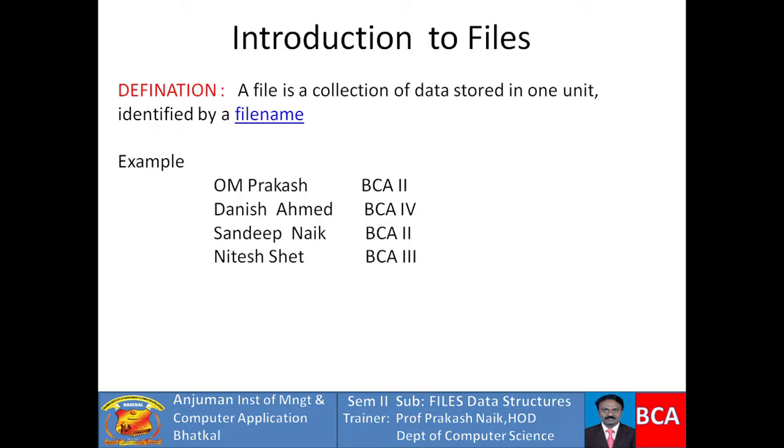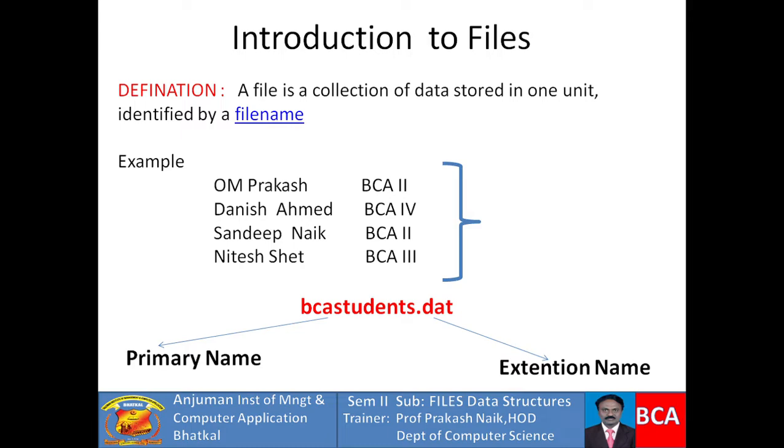Let us take an example. Assume that we have a list of students and their classes. As on the computer screen you can see Om Prakash, BCA 2, Danish Ahmed, BCA 4, Sandeep Nayak, BCA 2, Nitesh Sheth, BCA 3. This is a set of data. Now this set of data I need to store in one unit so that in future I can retrieve this information. For this I am using a file name. On the computer screen you can see BCA students.dat. It is a file name. That means the above contents will be stored in a file called BCA student.dat.